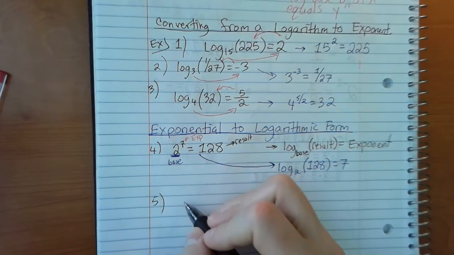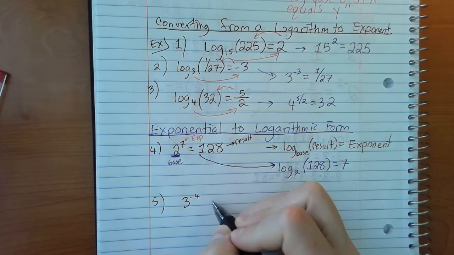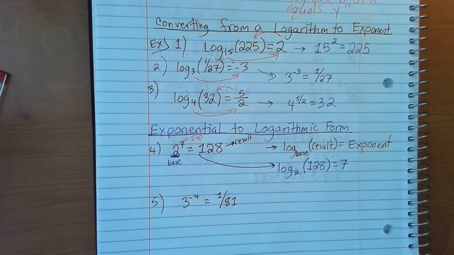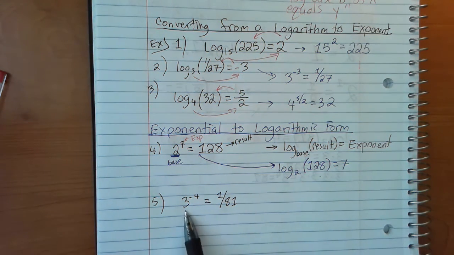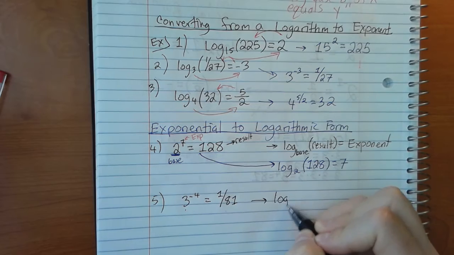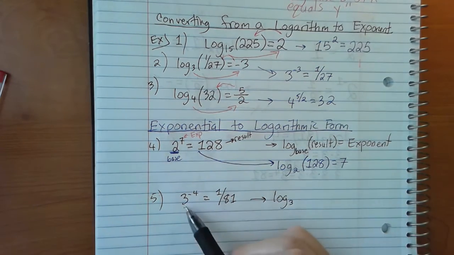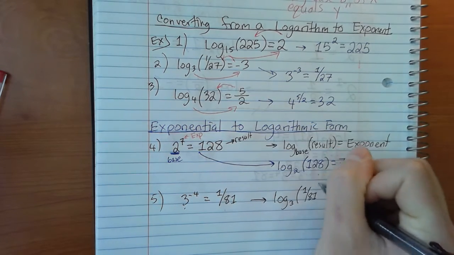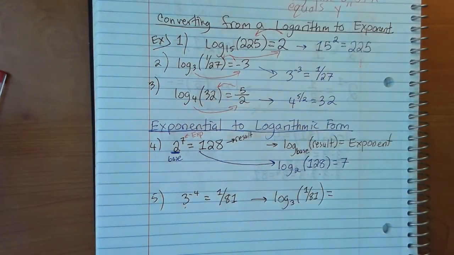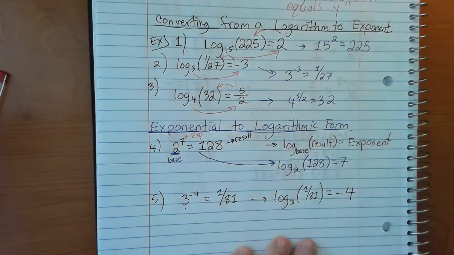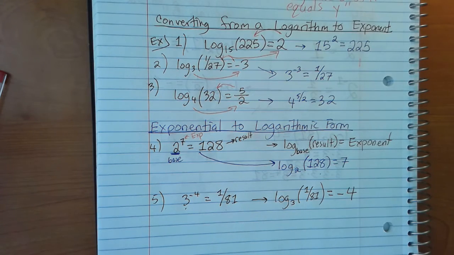The fifth example, we would have 3 to the negative 4 equals 1 over 81. So we know that the 3 is the base, 1 over 81 is the result, negative 4 is the exponent. So we have log base 3, base on the bottom, of our result, and always remember that the answer to a logarithm is an exponent. So it would be negative 4 as a result there.